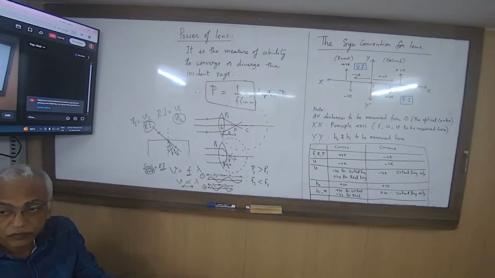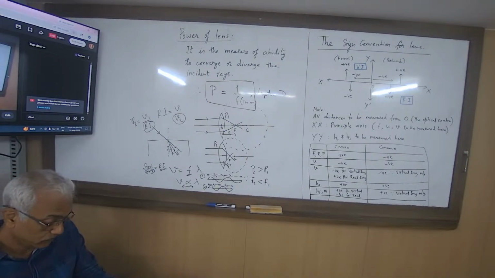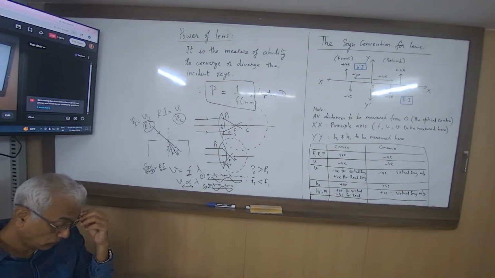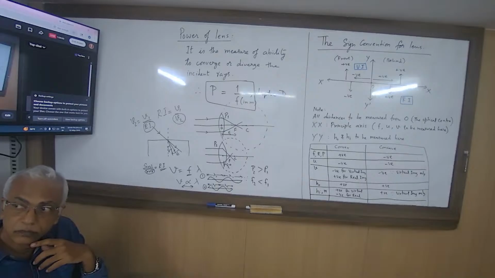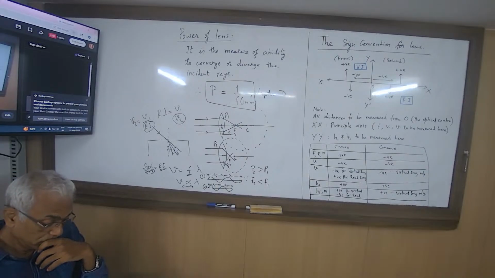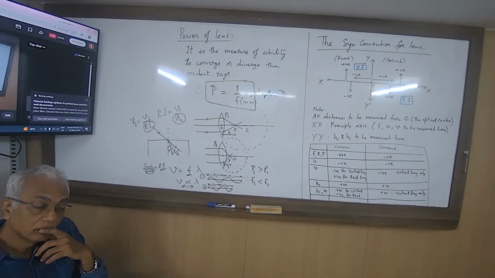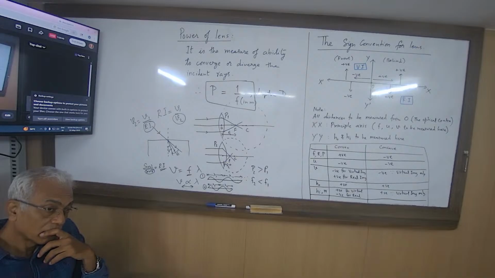13. Whose turn? Your turn, I think. 13. I wish to obtain a real and inverted image of the same size as that of the object by a lens of focal length 20 centimeter. Where should the object be placed and which lens do I use? Real and inverted, and same size.